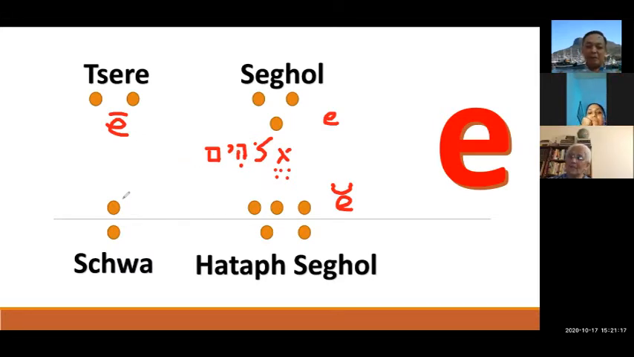Then we have another one which is called the shua. A shua is basically two dots like this. We will learn later there are two types of shua: one which is a vocal shua, and the other one a silent shua. Now let's go on.